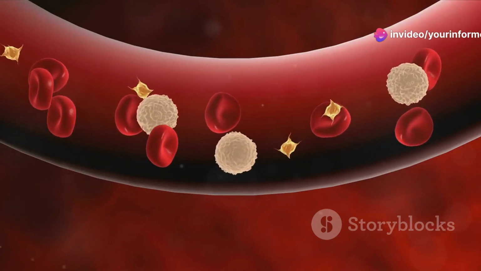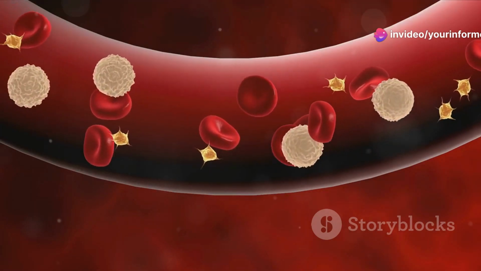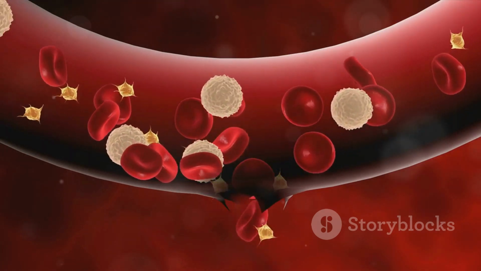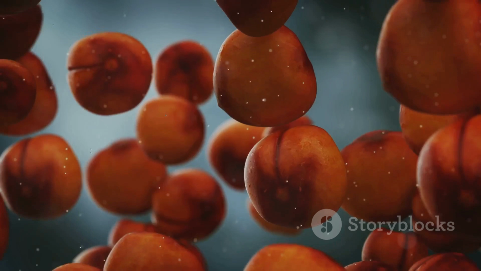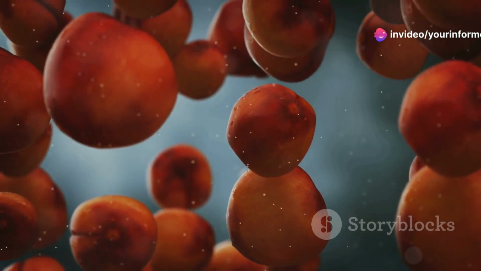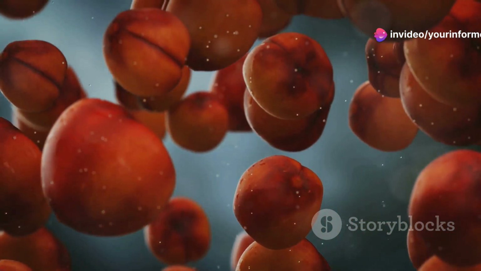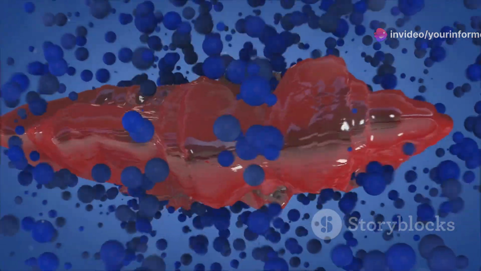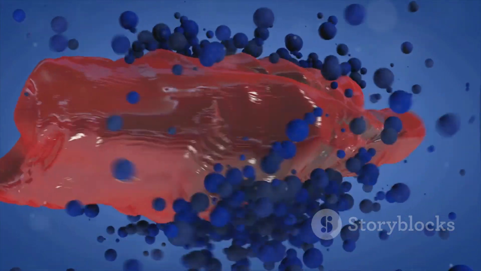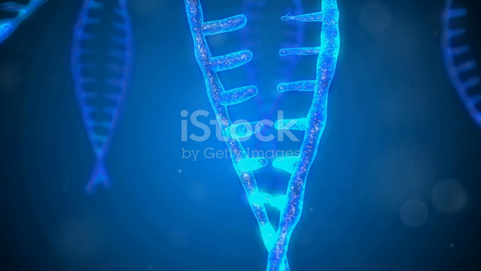On the other hand, the mutation that causes sickle cell anemia provides an example of how a single mutation can have both beneficial and detrimental effects. This mutation alters the shape of red blood cells, making them inefficient at carrying oxygen and leading to various health problems. However, individuals with one copy of the sickle cell mutation and one normal copy are protected against malaria.